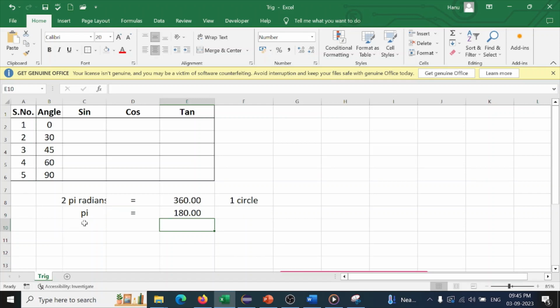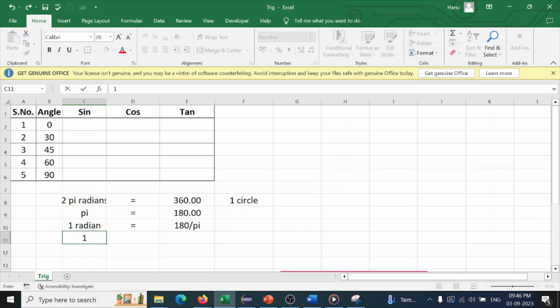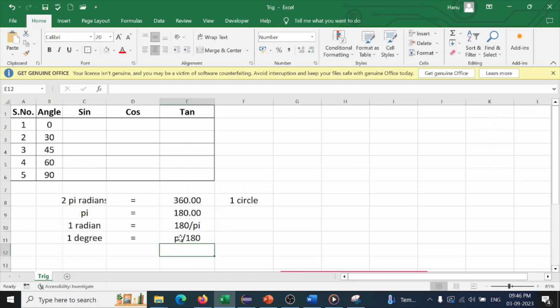Now if I want to calculate 1 radian, how much is 1 radian equal to? 180 divided by pi. Now if I want to convert 1 degree, then 1 degree is equal to how many radians? pi divided by 180. So this is the basic concept of mathematics which we have to know, so we know how to convert radians into degrees and degrees into radians.